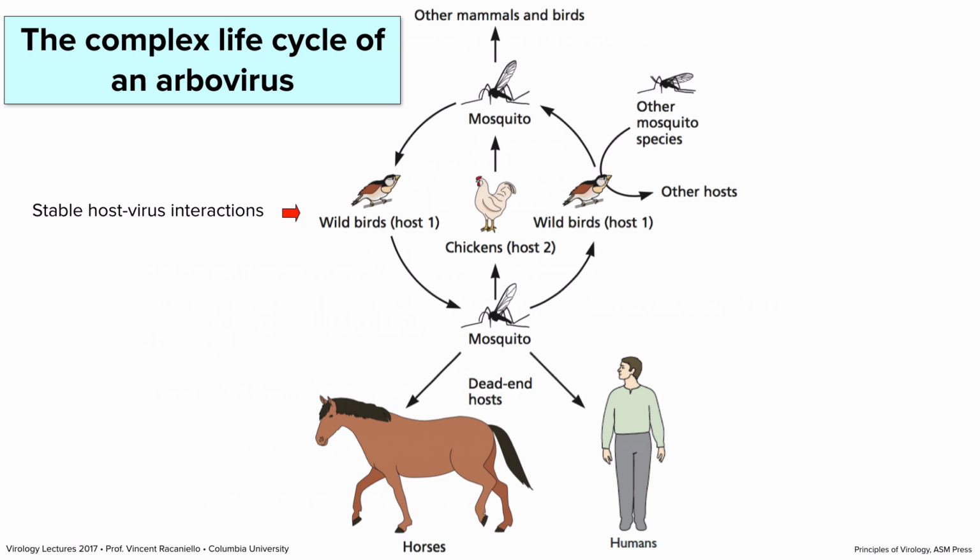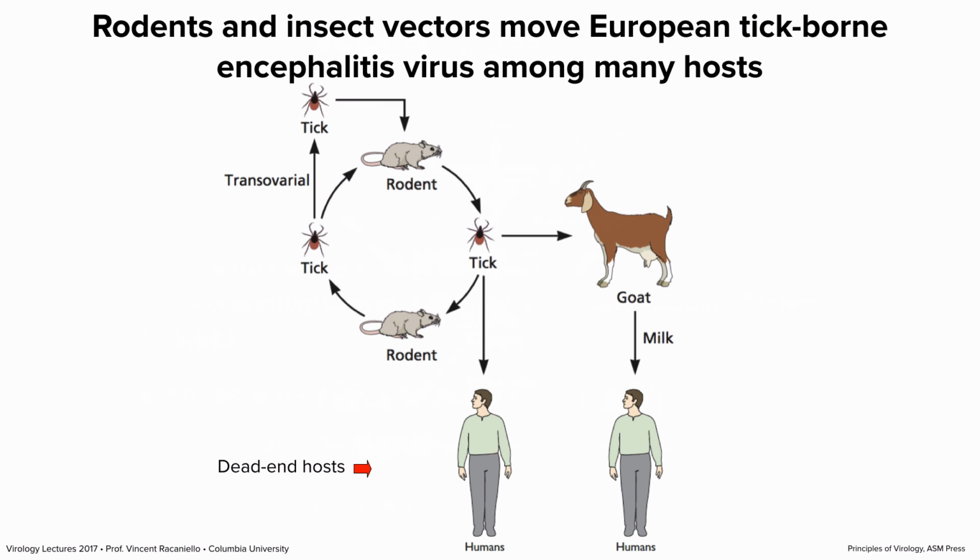The mosquitoes will bite whoever's around, and if they have viruses in them, they'll deliver it, but that will be the dead end. These humans, these horses, may not get any disease. They may get mild disease. They may die. It's not relevant to whether it's a dead end or not. The fact is that it's not transmitted effectively.